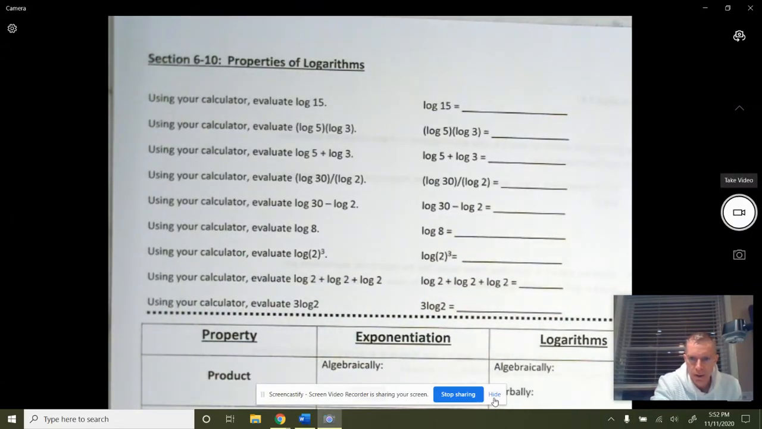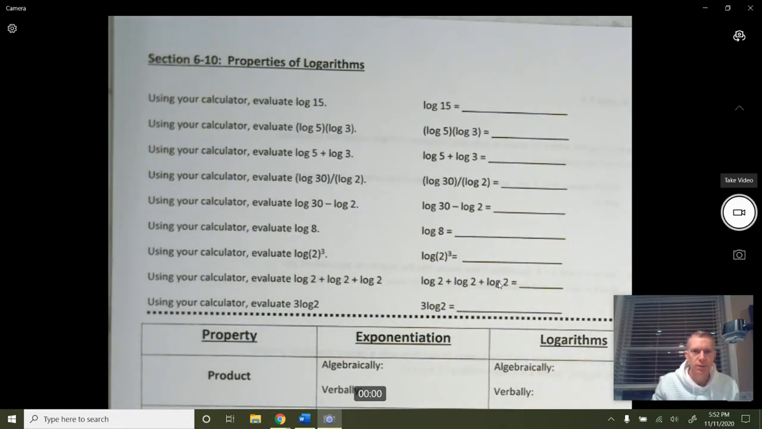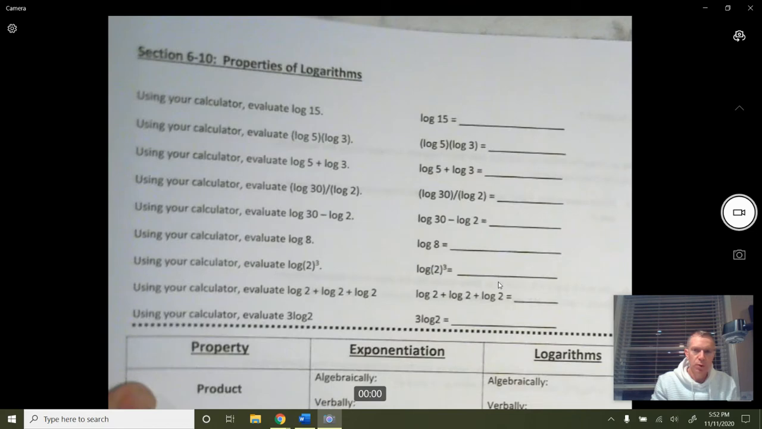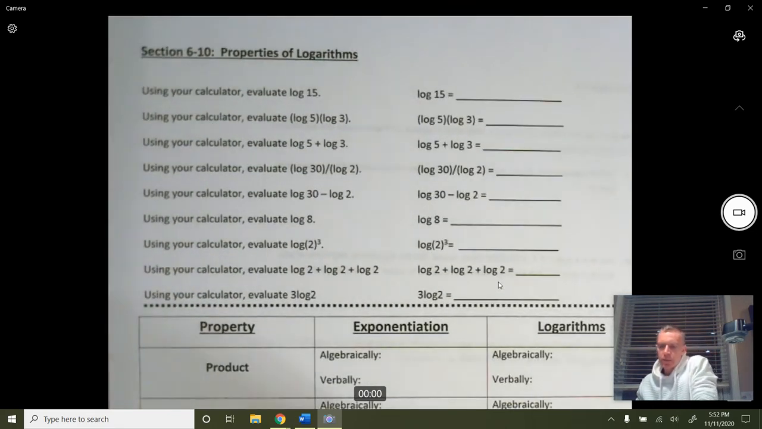Hello. So what we're going to do now is properties of logarithms, section 6-10. If you go to your packet and go to page 143, you will see this page, and this is what we're going to talk about today.